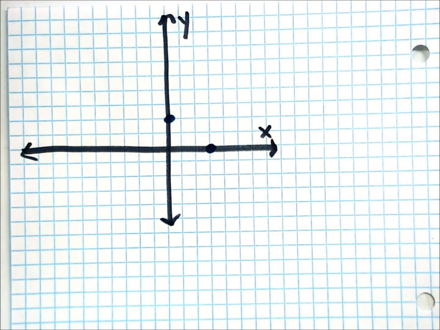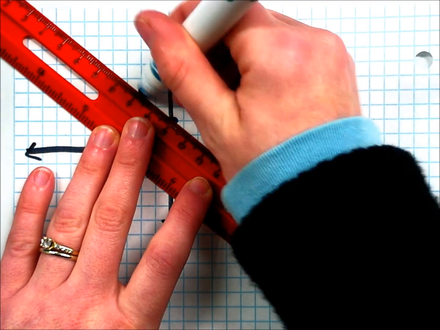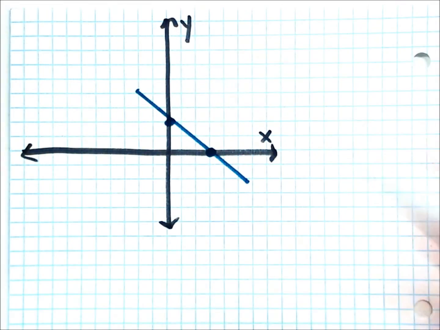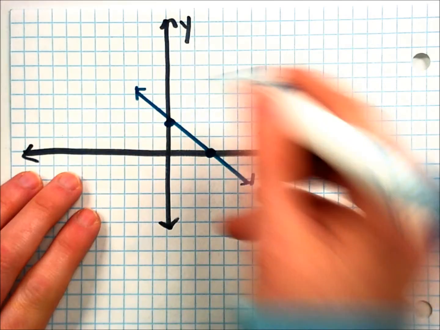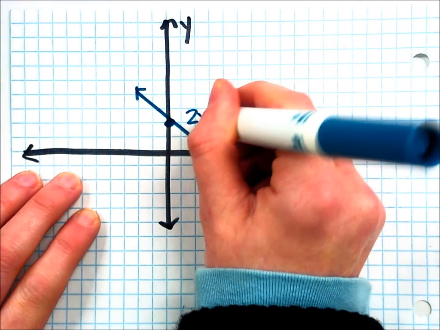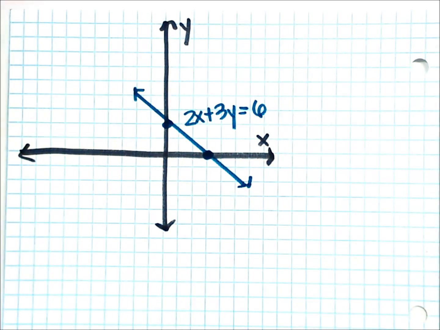2 points is enough to make a line. I'm going to take my ruler, line it up, and draw my line. Don't forget to include the arrows. And this is the graph of the equation 2x plus 3y is equal to 6.